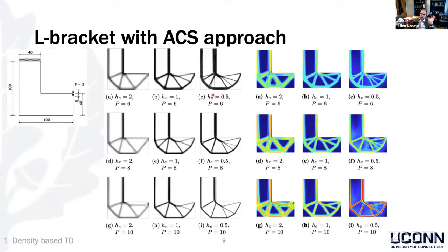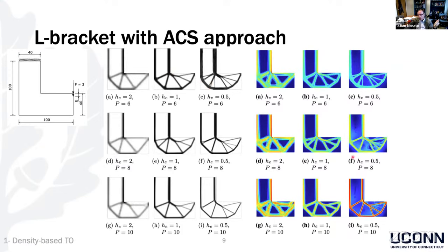So same mesh size, the adaptive constraint scaling approach for different values of the P norm, 6, 8, and 10, the results are not as good as the approach that we're proposing. For coarser meshes, depending on the value of P, you may not be able to get the rounded log path around the reentrant corner. We may get different designs depending on the mesh size.